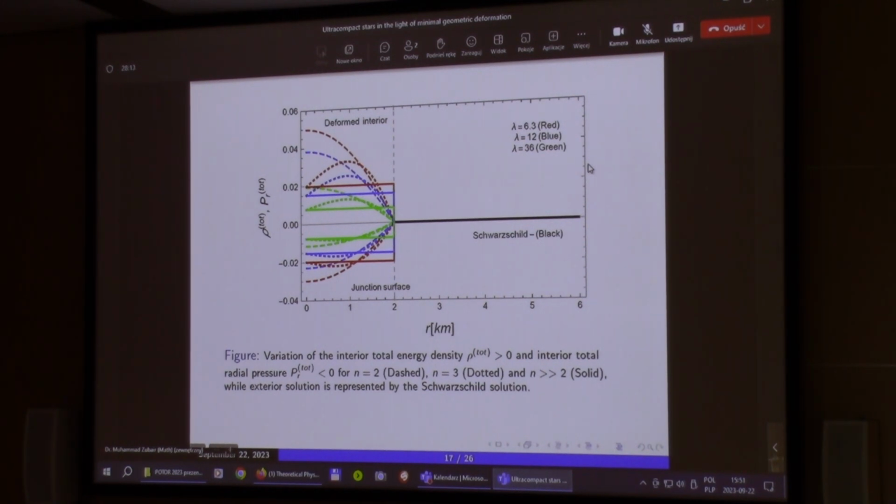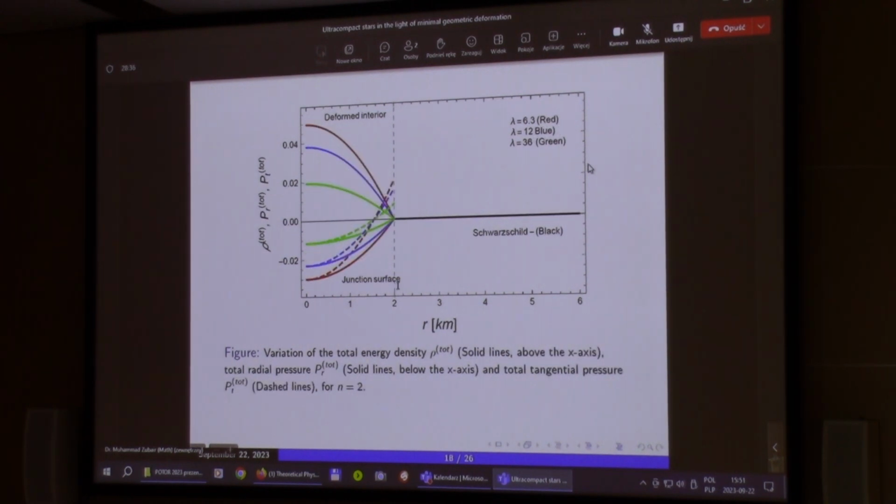You can see from here the density is positive and the radial pressure is negative. And there is a dashed blue line representing the matching of the interior and exterior regions. And there is the Schwarzschild solution, which is shown in black color. And similarly, in the second picture, we can pick these parameters in a similar scenario.